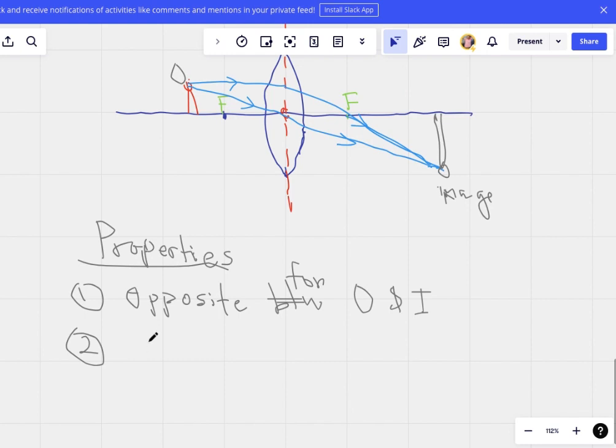Number 2 characteristics is that it's inverted. The image is inverted. So I'll write, image is inverted. You can see it's turning head upside down. Right? You agree that the image of this one is turning head upside down. The image is inverted.